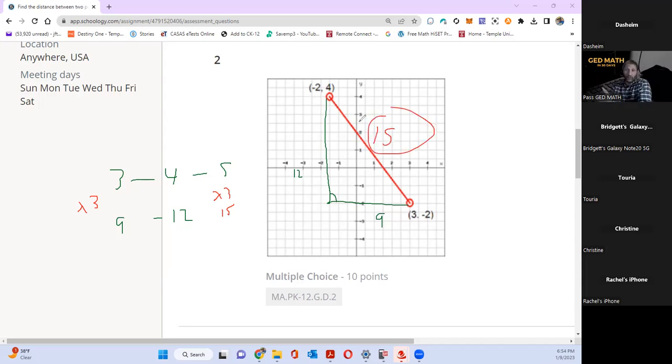Again, I tell you those special triangles in the ebook. The 2 you should know: 3, 4, 5 and 5, 12, 13. Should know those 2. Boom. Okay, so that was the distance between 2 points.